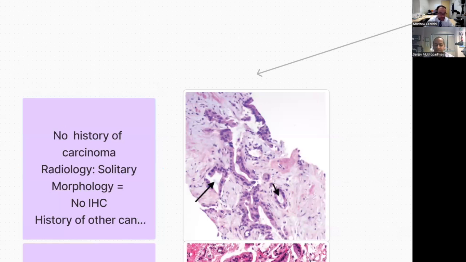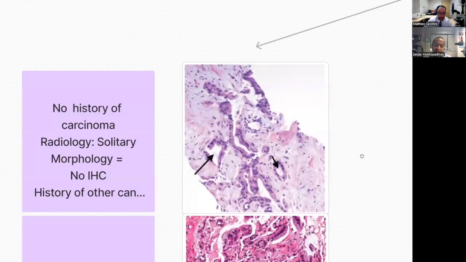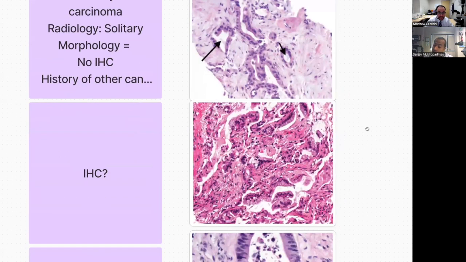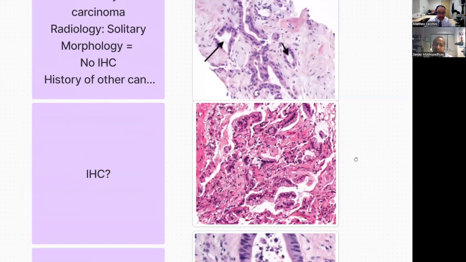Well, that's a good discussion. So let's move on. What if it looks kind of mucinous? What if, instead of something that looks like a straightforward acinar adenocarcinoma, for me, it's the same thing, Matt. In fact, here immunohistochemistry is even less likely to be helpful, because here TTF1 is almost never positive.